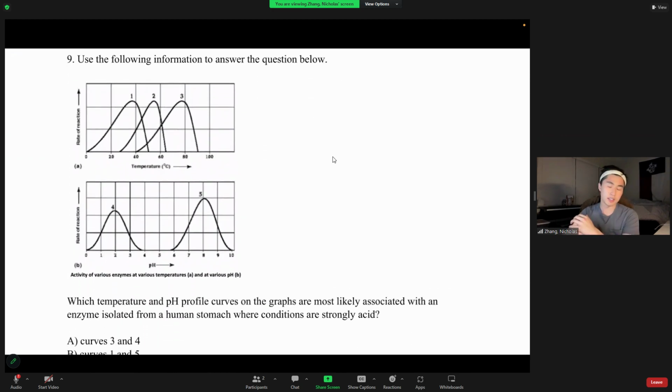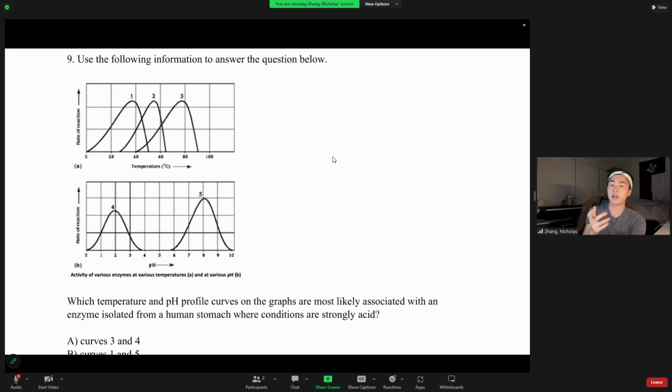Question 9. Use the following information to answer the questions below. I give you two charts measuring the dependent variable, which in both is the function of the enzyme, represented by the rate of reaction. So we're using rate of reaction as a proxy to measure the function of the enzyme. And what we're manipulating is the temperature of the reaction.